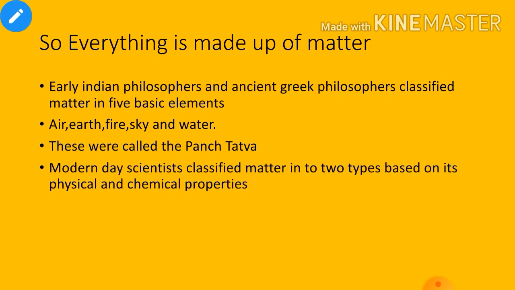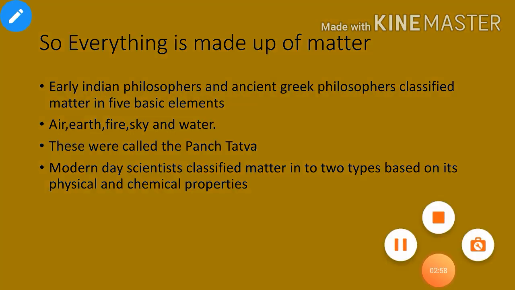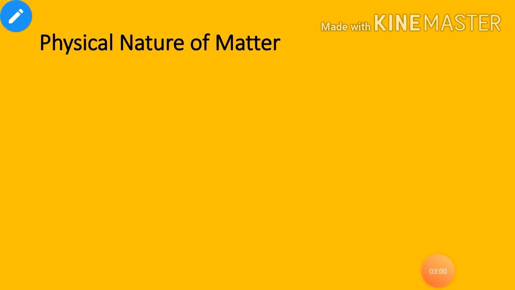However, modern day scientists classified matter into two types based on their physical properties and chemical properties. In this section, we will understand the physical properties of matter. We will understand chemical properties in the next lessons. So, physical properties or physical nature of matter.